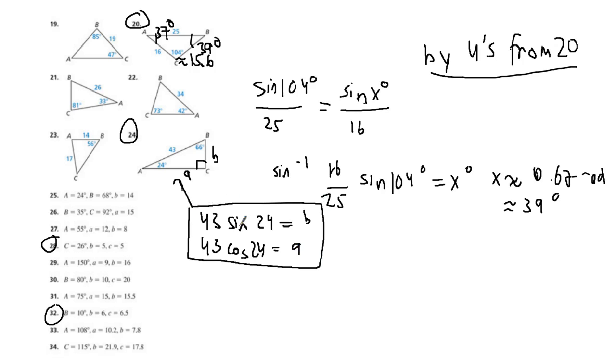This is a co-function identity. So cosine of 60, sine of 66 is the same thing as cosine of 24. And that is our b and our a for this one.